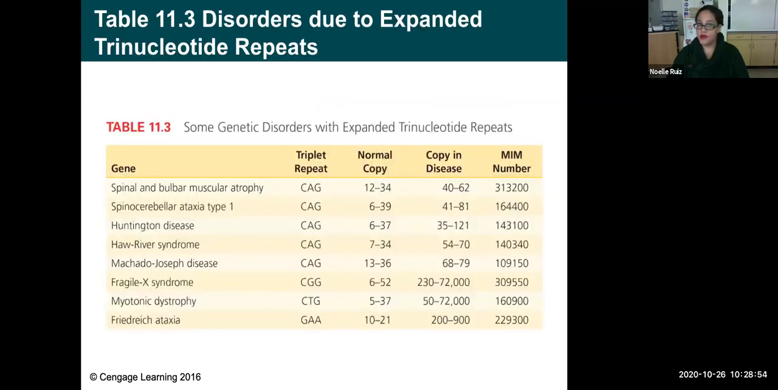There's disorders due to expanded trinucleotide repeats. Huntington's disease is one of them. Fragile X, myotonic dystrophy, has to do with your muscles.